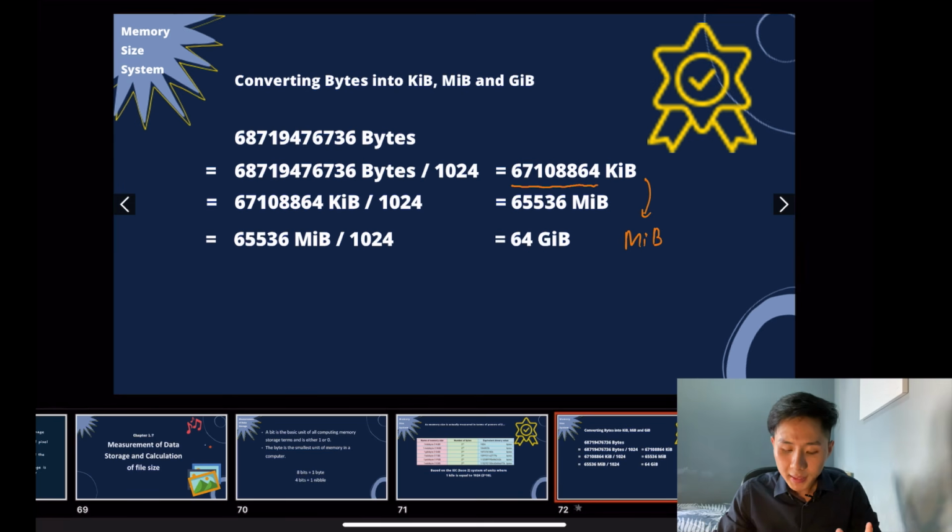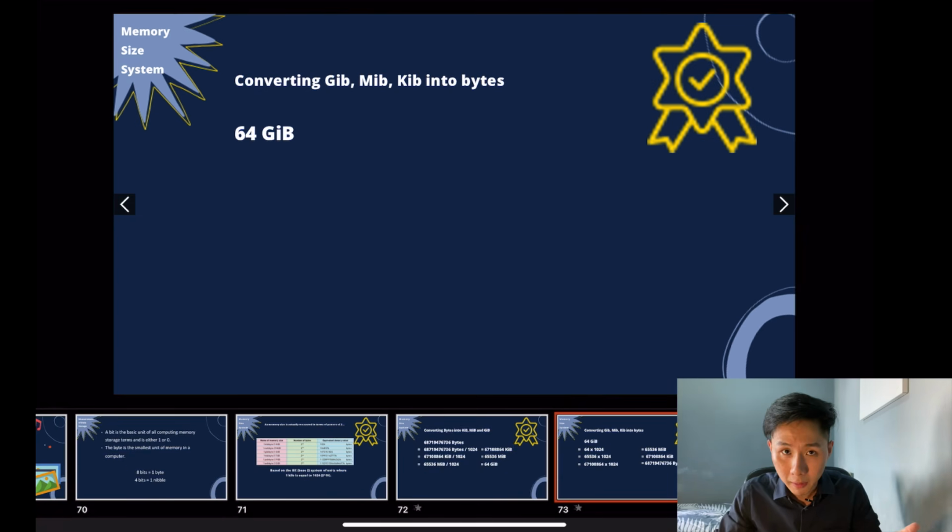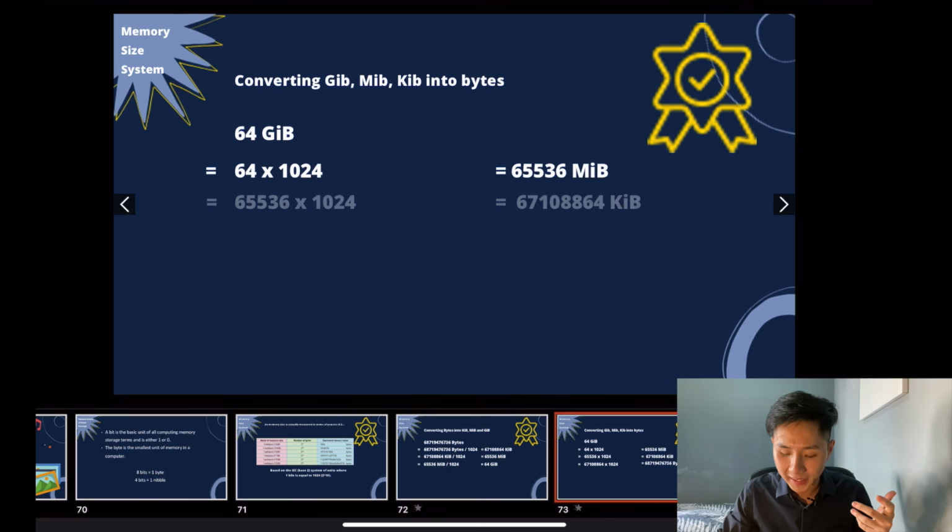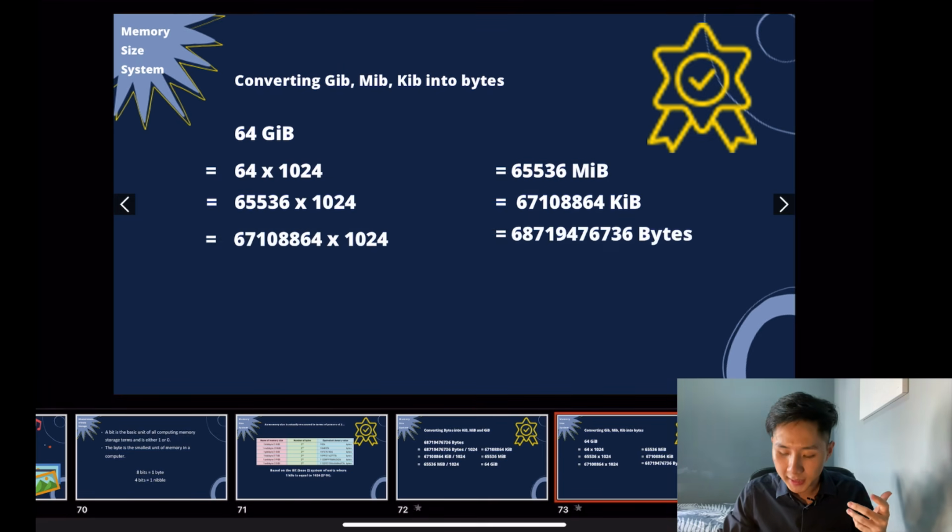All right, so that's how we convert bytes into the different units that we have. And to do this the other way around, as you might have already guessed, we just have to multiply instead of dividing it. Just multiply by 1024 and get the value. All right, so that's how we convert gigabyte to the different units that we have here.